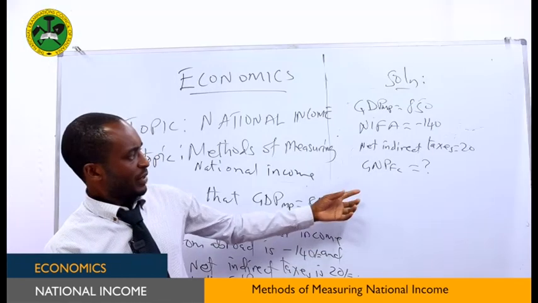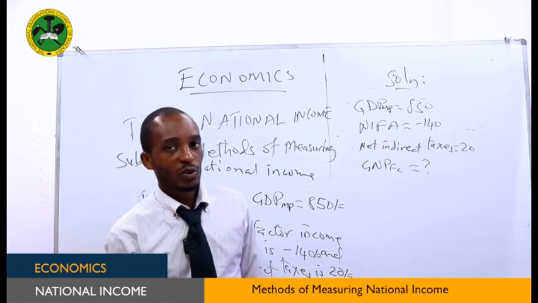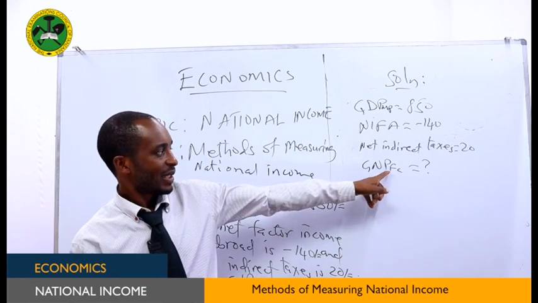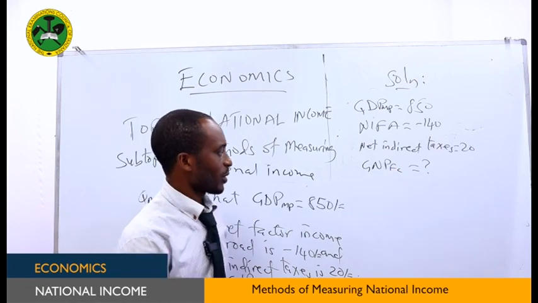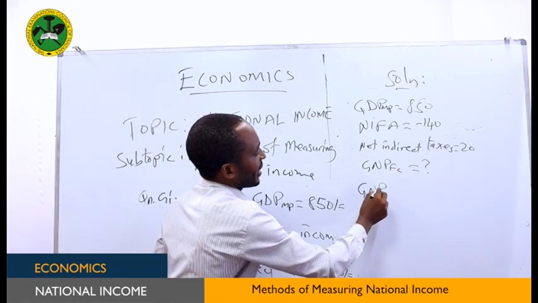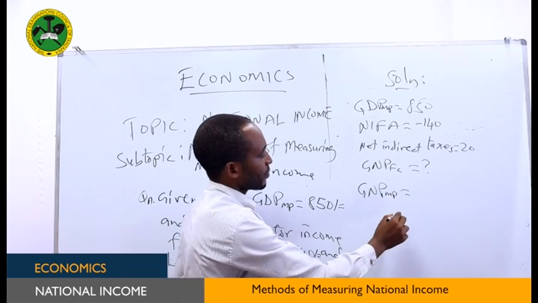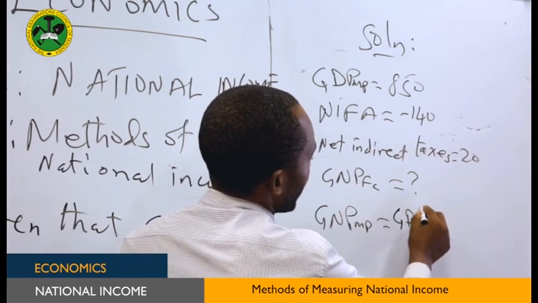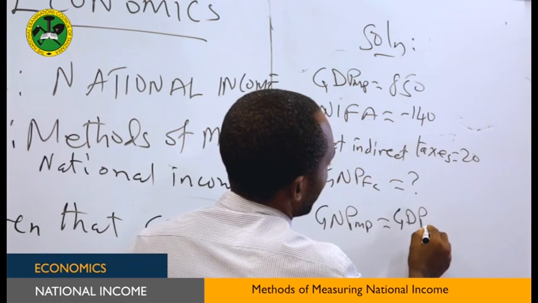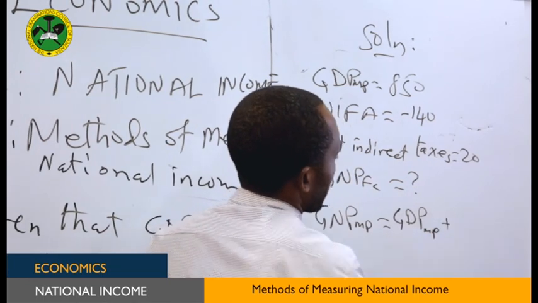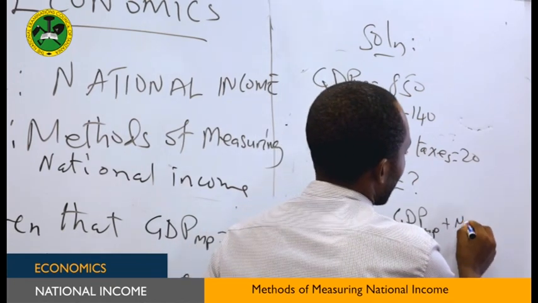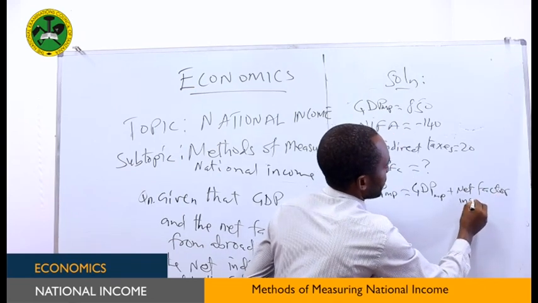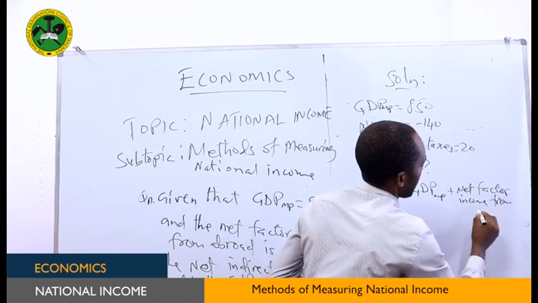So since we are asked to calculate the GNP, first we need to calculate the GNP at market price, since we are given GNP at factor cost. So GNP at market price will be equal to GDP at market price, you add up net factor income from abroad.